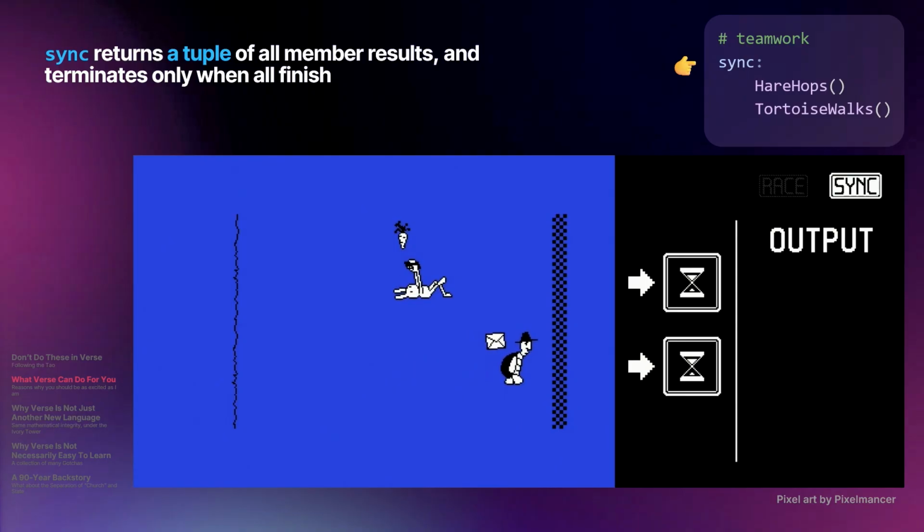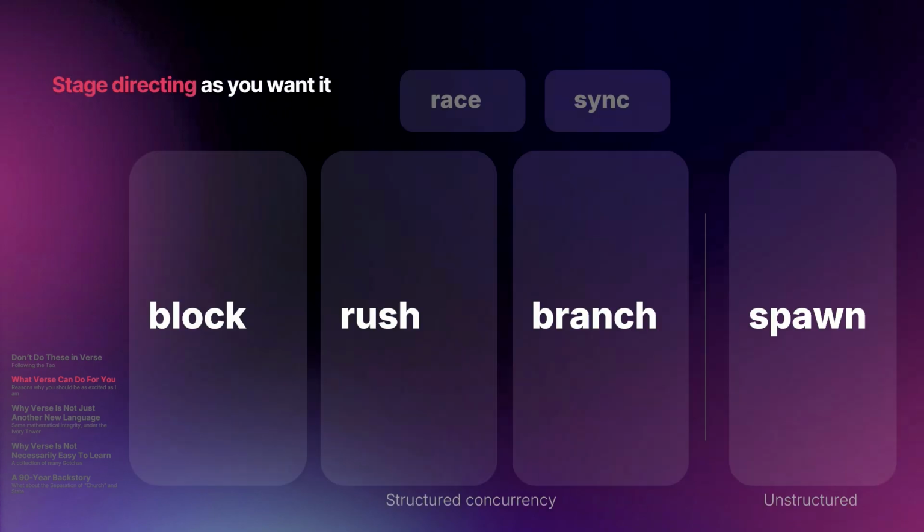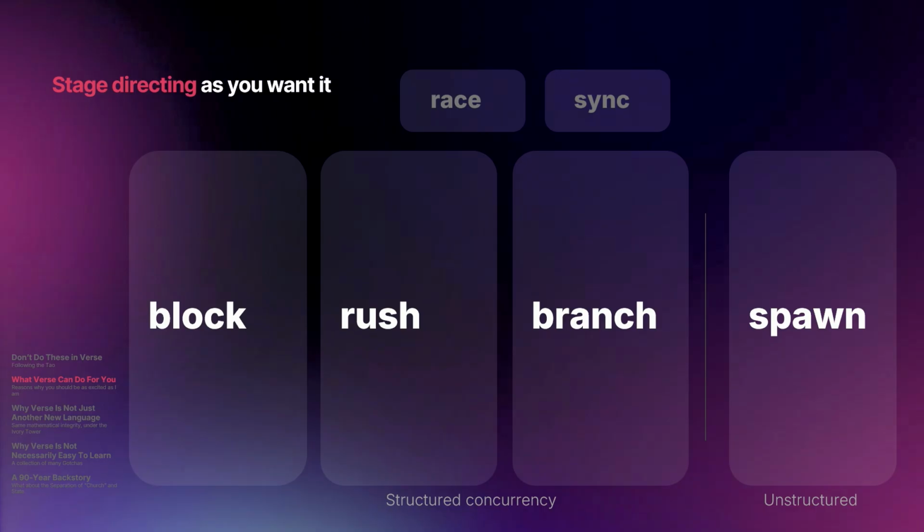So this is like a teamwork race. Right? You receive a tuple of all the member results. And what makes me so excited is that Verse has even more time flow expressions to suit your gameplay logic needs. To reiterate, the benefit of not thinking in the same terms as the constraints related to computer machinery is that it allows us to reason about our programs in a more abstract and high level way.